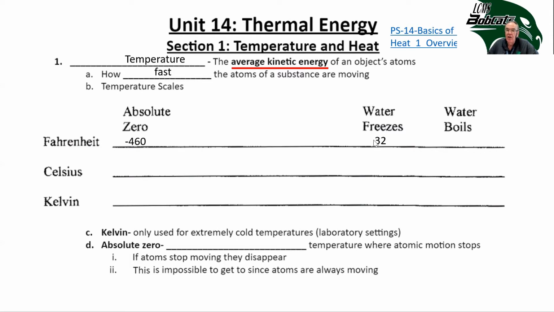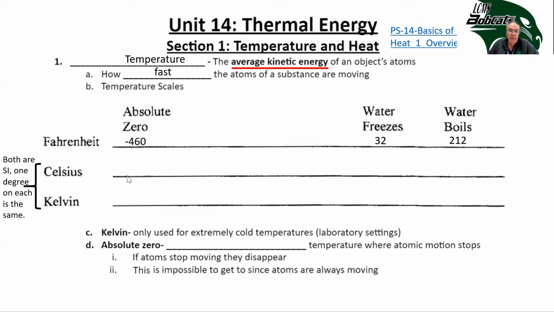So this is kind of the snow day temperature. If it's below 32, it'll probably snow. If it's above 32, it's going to rain. And then on Fahrenheit, water boils at 212. So at 211, it's water. At 212, it's boiling and making steam.